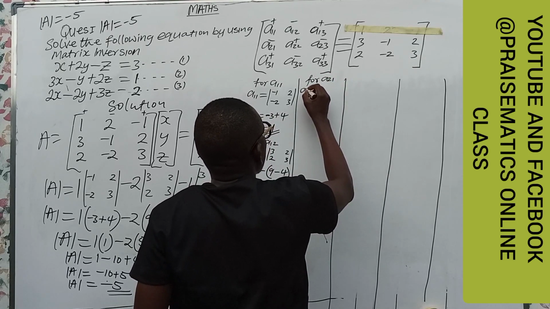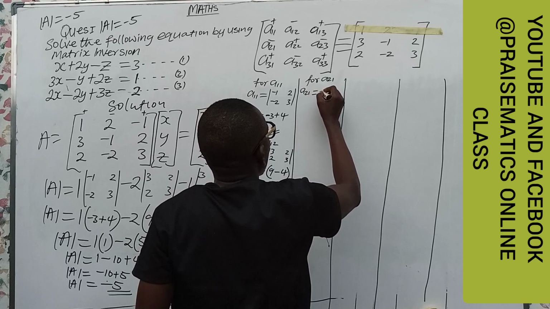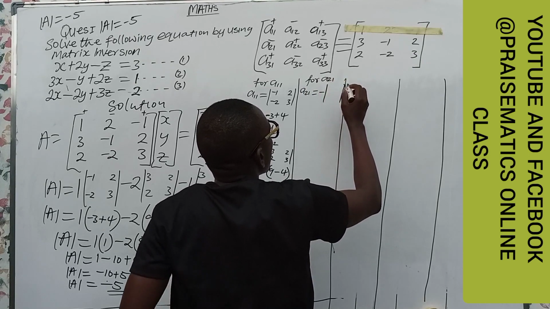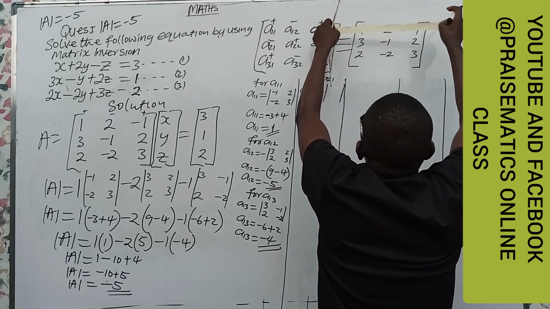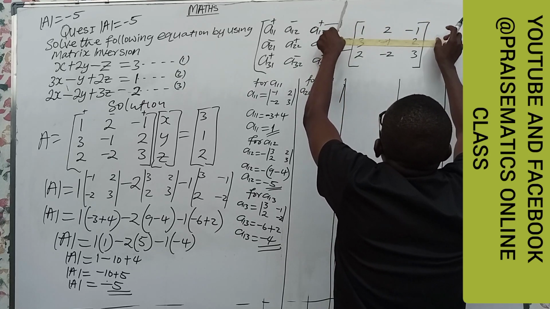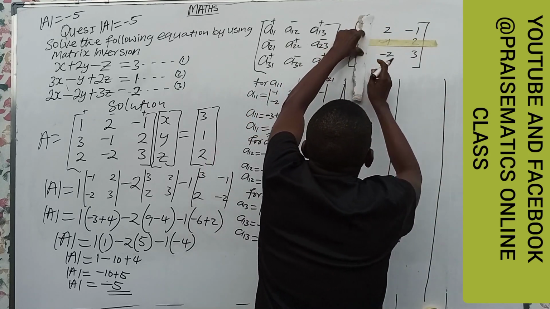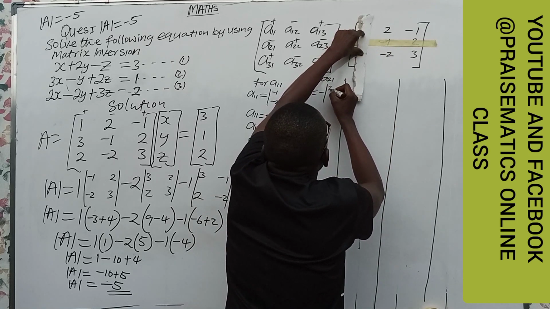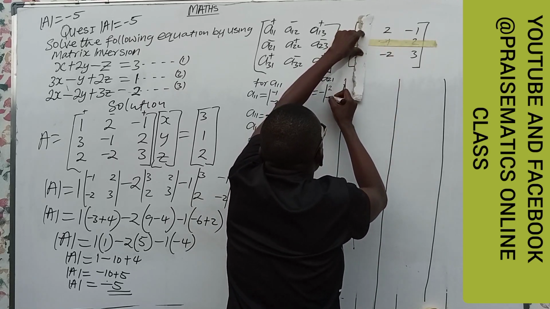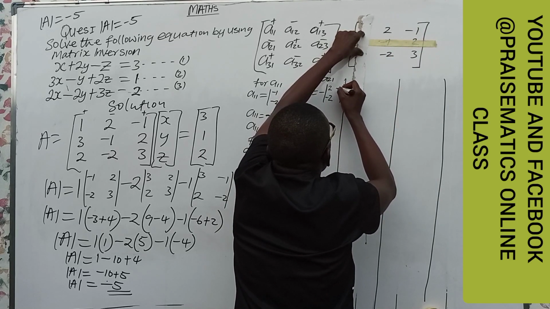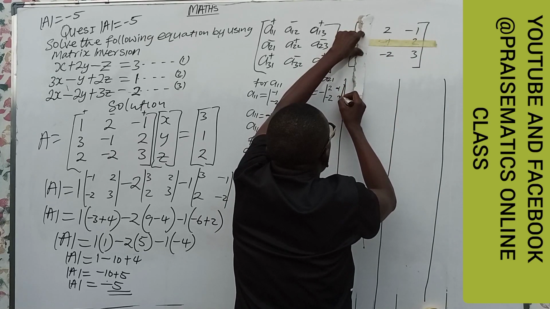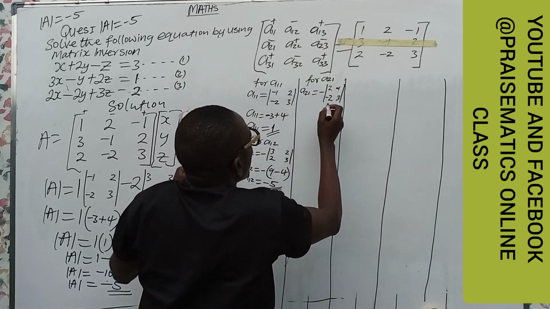For A21, it has minus. A21 is equal to minus into this. Remember, you are in the second row. We are done with the first row. Close the second row. So now what do we have? We have now 2 up, minus 2 down, minus 1 up, minus 1 up, 3 down.